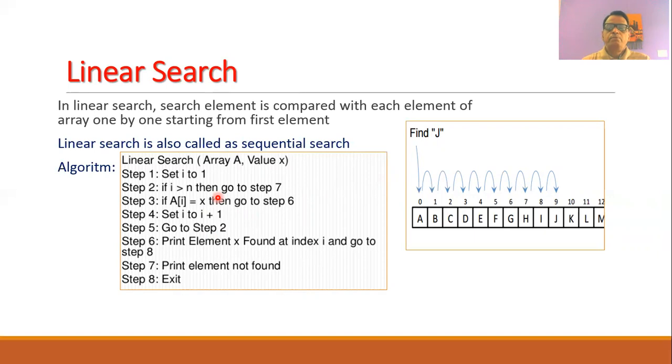So this is a simple algorithm. In the worst case scenario, it may be that the element is at the end of the array list, or sometimes the element is not present in the array list. Therefore, the complexity of this algorithm is of the order of n. Because if there are n elements in the array, then we may need to compare all n elements with the search element.